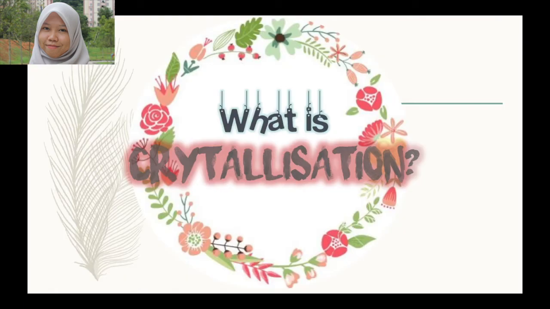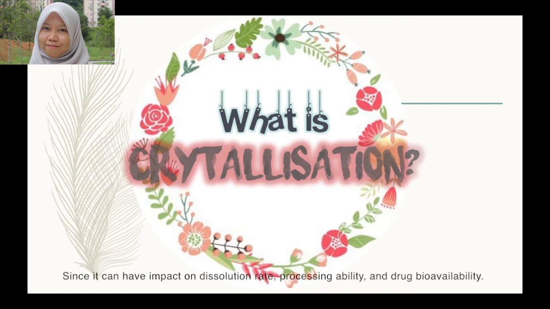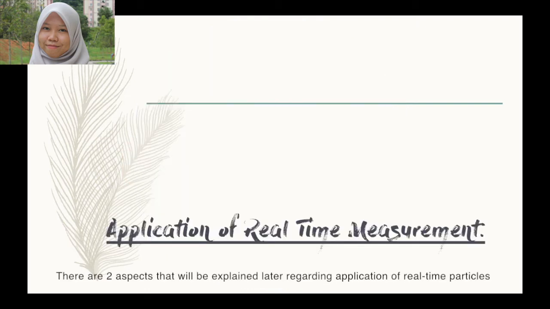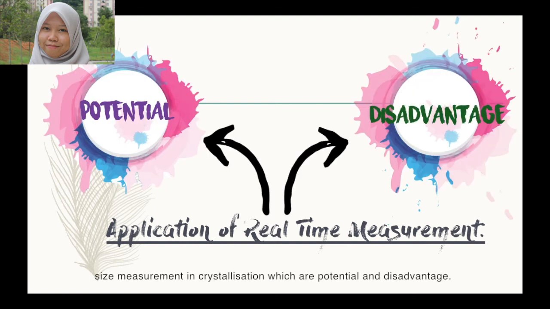Okay, so what is crystallization? Crystallization is an important chemical operating unit widely used in the separation and purification of value-added pharmaceuticals, fine chemicals, and materials. Crystal size distribution is a vital property of crystalline products, since it can have an impact on dissolution rate, processing ability, and drug bioavailability. There are two aspects that will be explained regarding the application of real-time particle size measurement in crystallization, which are potential and disadvantage.